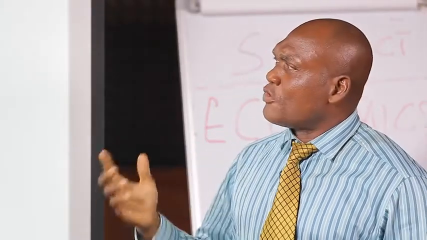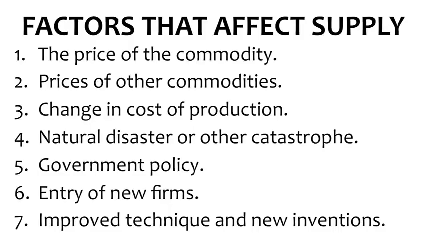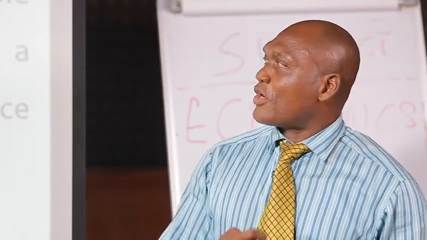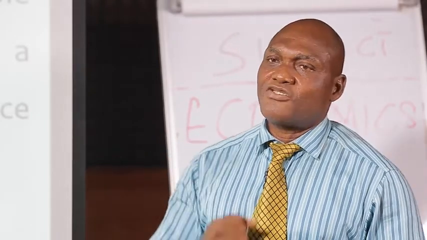We have several factors that affect supply, but the ones we are going to treat today are those that we have here. Number one, price of the commodity. Number two, prices of other commodities. Three, change in cost of production. Four, natural disaster or other catastrophes. Five, government policy. Six, entry of new firms. Seven, improved techniques and new inventions. These are what we are going to look at today under factors that affect supply.